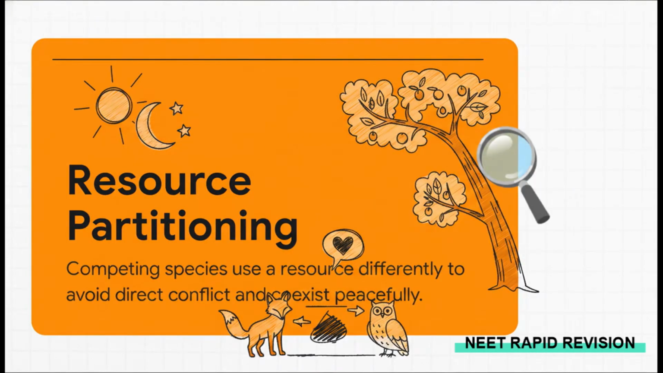And the answer is a super smart strategy called resource partitioning. It basically means they agree to share. They learn to use the same resource in different ways. For example, one species might hunt during the day and the other hunts at night. Or maybe they feed on different parts of the same plant. It's just evolution's clever way of making sure everyone gets a piece of the pie.